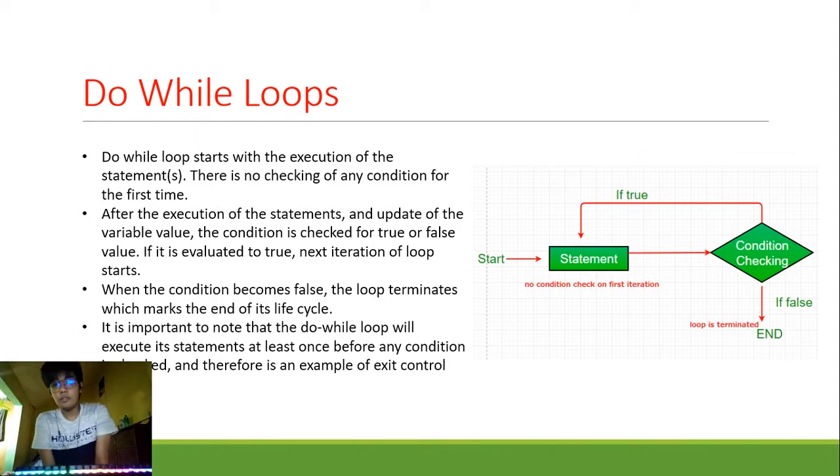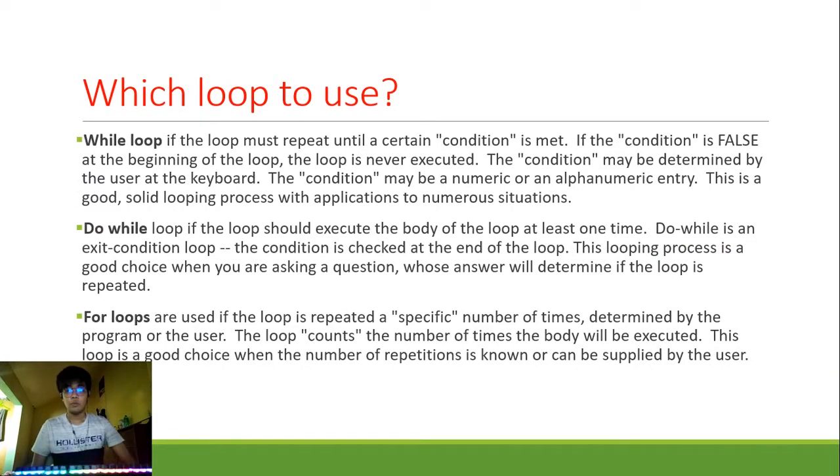Now, since we know the loops, how do we find out which loop to use in our program? You will use a while loop if the loop must be repeated until a certain condition is met. If the condition is false at the beginning, the loop will never be executed. The condition may be determined by the user at the keyboard. The condition may be a numeric or an alphanumeric entry. This is a good, solid looping process with application to numerous situations.